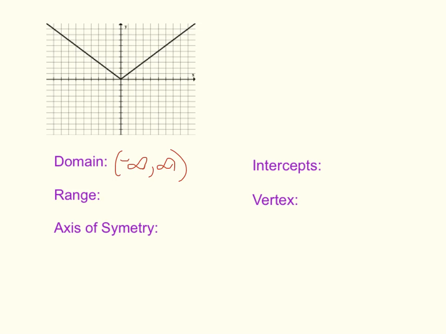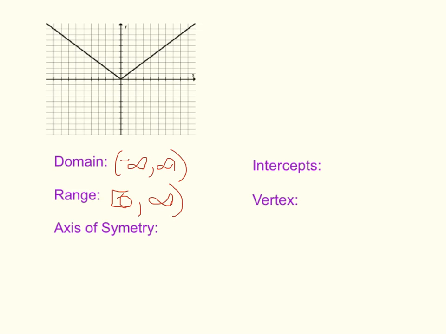Now for the range, remember that we always start at the lowest point and we're moving towards the highest point. And our lowest point is 0, 0, the origin. And so what is the y-coordinate of that lowest point? Well, it's 0. So our range is going to go from 0 towards infinity.